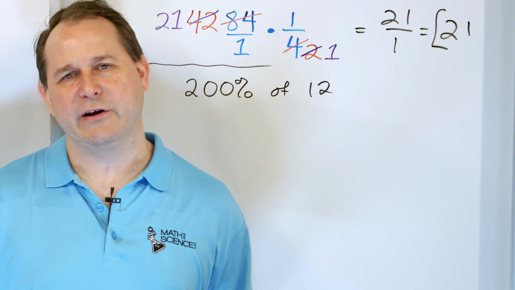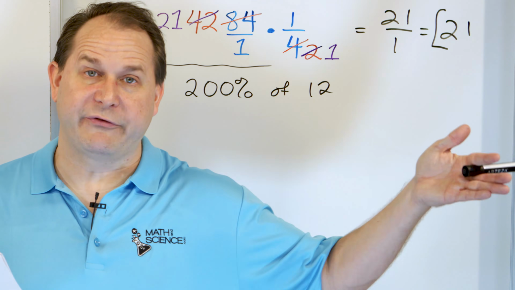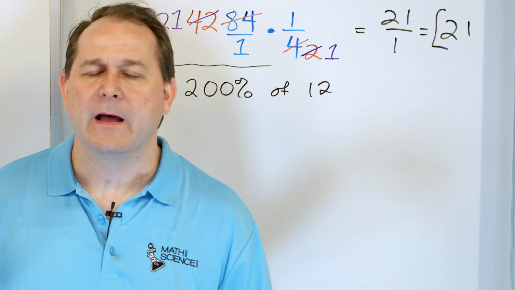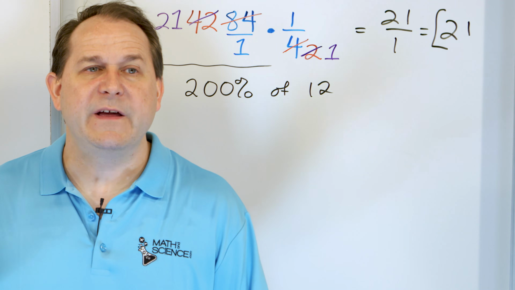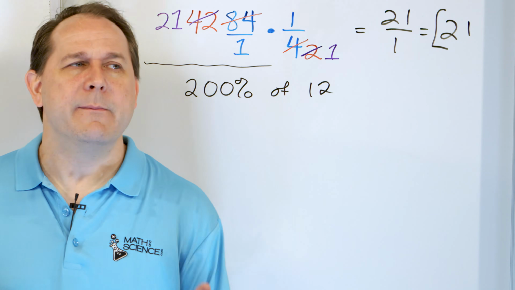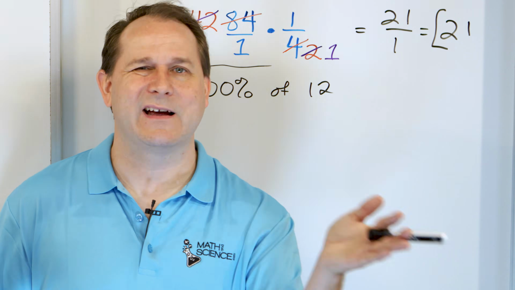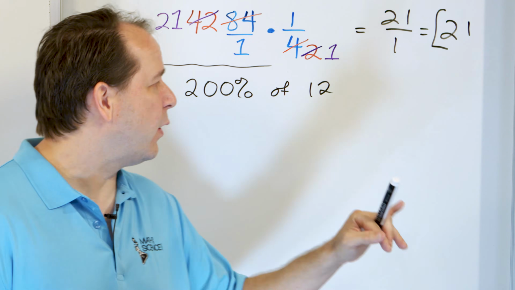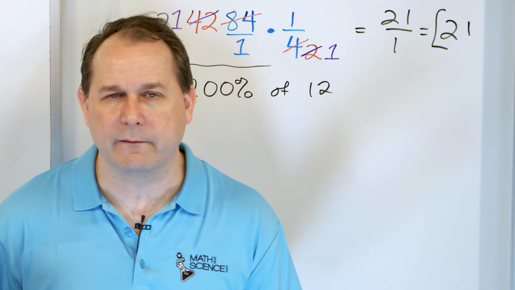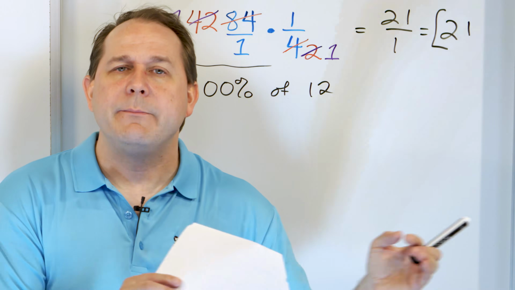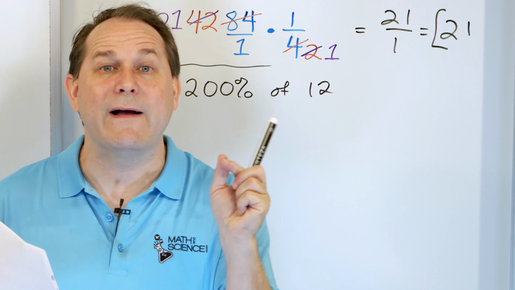Well, here's the thing that you need to remember. When you have 100%, you have all of what you're talking about. But if you have 200%, then you have 2 times whatever it is you were talking about. If you think about it, 50% of something is cutting it in half. 100% of something is taking everything. So 100% of 12 would just be 12. But 200% would be taking what you have and doubling it, because you not only have 100%, you have 2 times that.